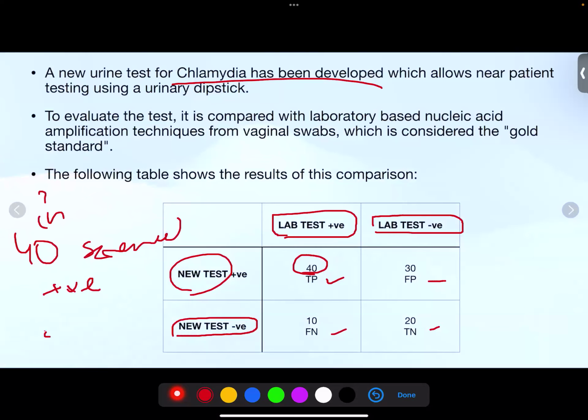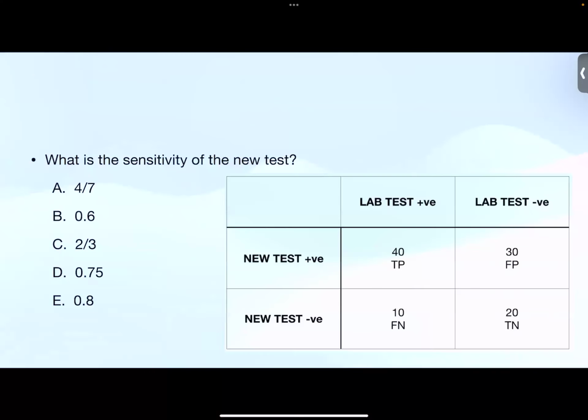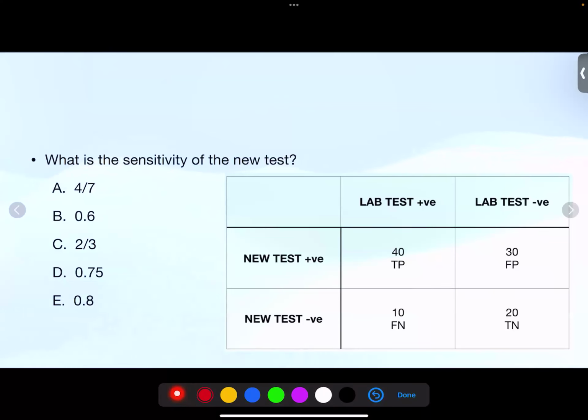In the diseased individuals, 40 screened positive. So if you see this line, you would write this in the true positives. This is how they give you the exam. They give you statements in the exam, or they also give this 2 by 2 table. So this is the table you have received in the exam, and they are now asking you the sensitivity of the test.